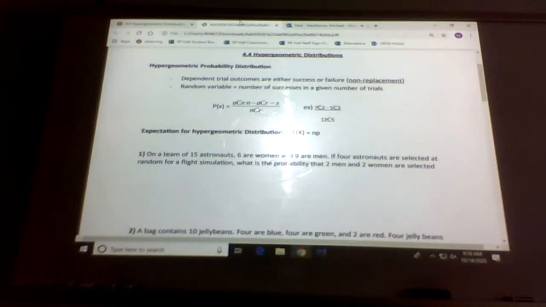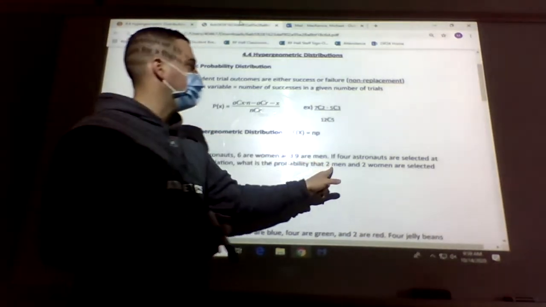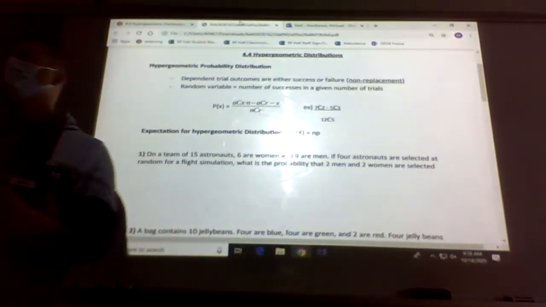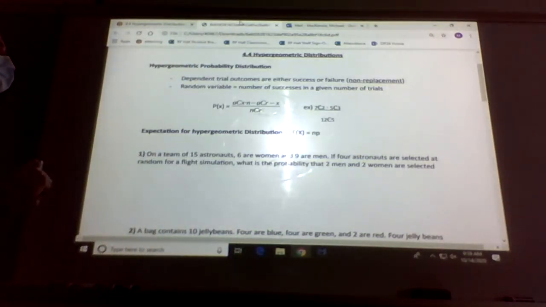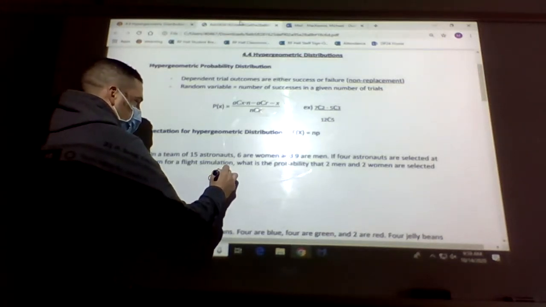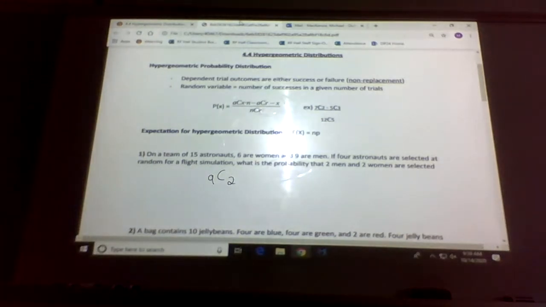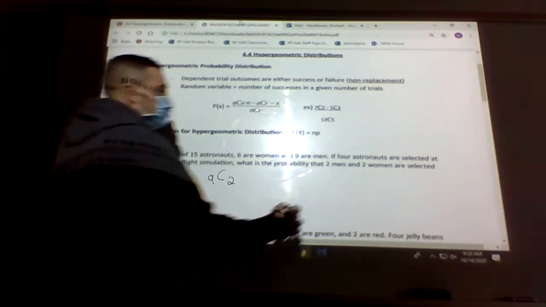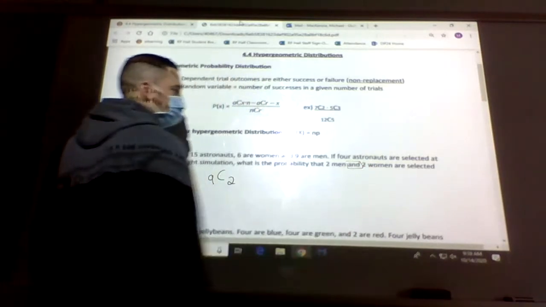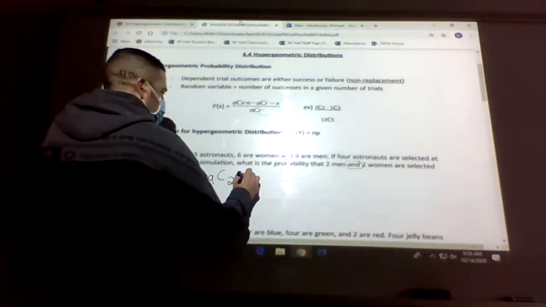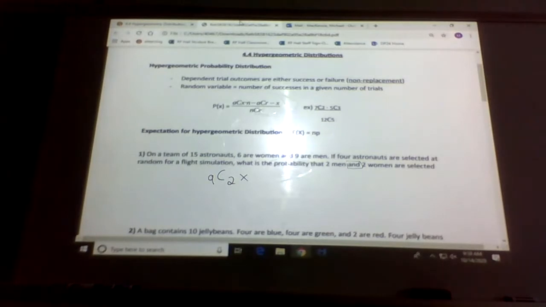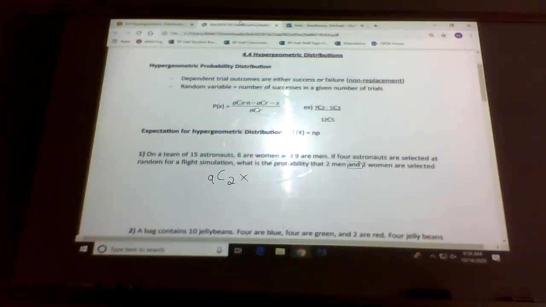So how many ways can this occur? I want to choose 2 men and 2 women. Let's do the men first. How many men do we have in total? We have 9, and we're choosing 2. And then here comes the "and." And tells you to multiply. Okay, that was the men.